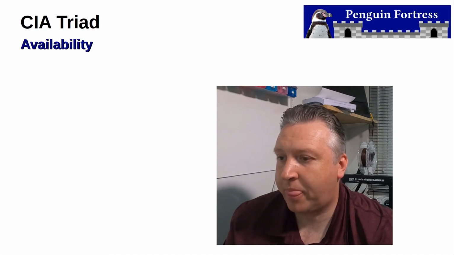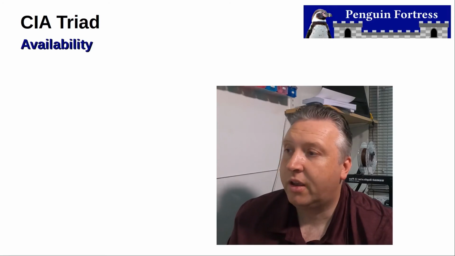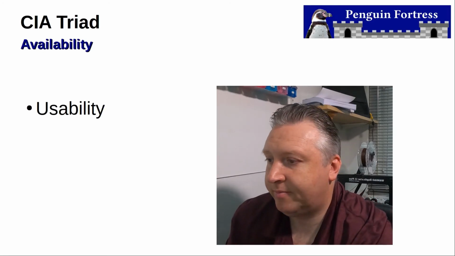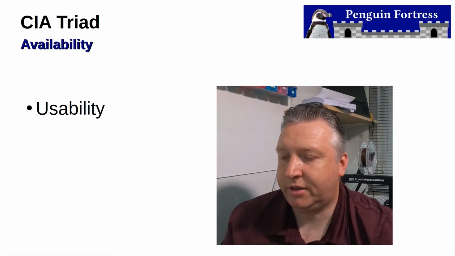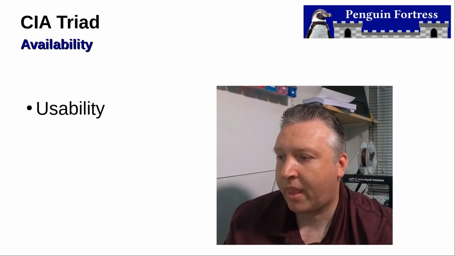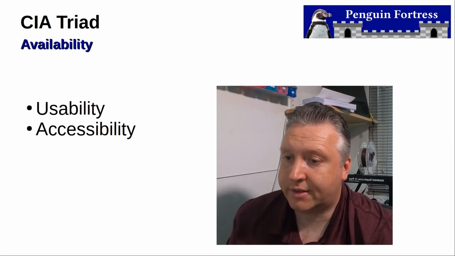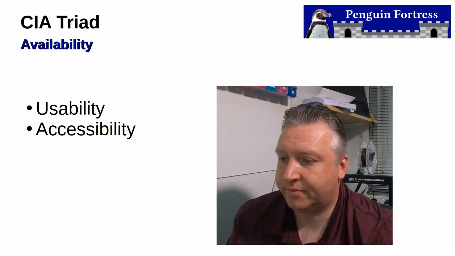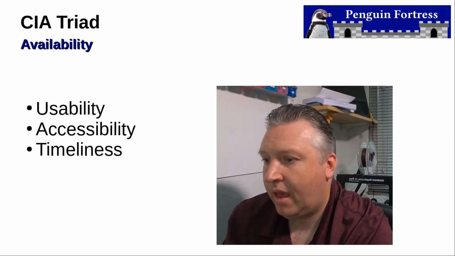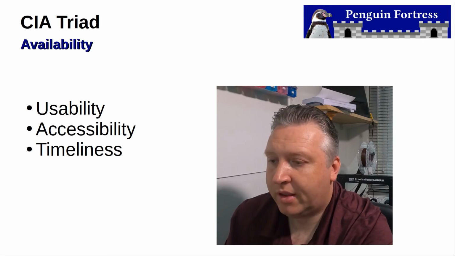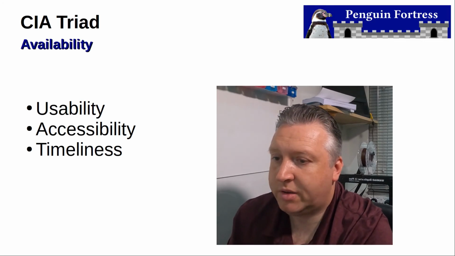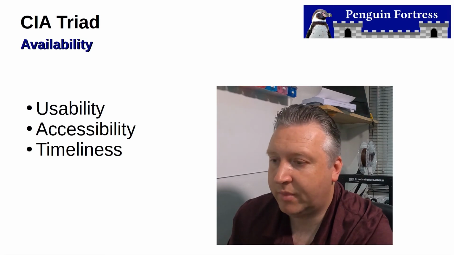So looking at the CIA Triad in more detail, there are a few concepts here. The first one is usability. It needs to be easy to use. And accessibility. It should be a wide range of subjects that can interact with the resource. Timeliness, and this means it should be prompt, on demand, with reasonable response time, including low latency.